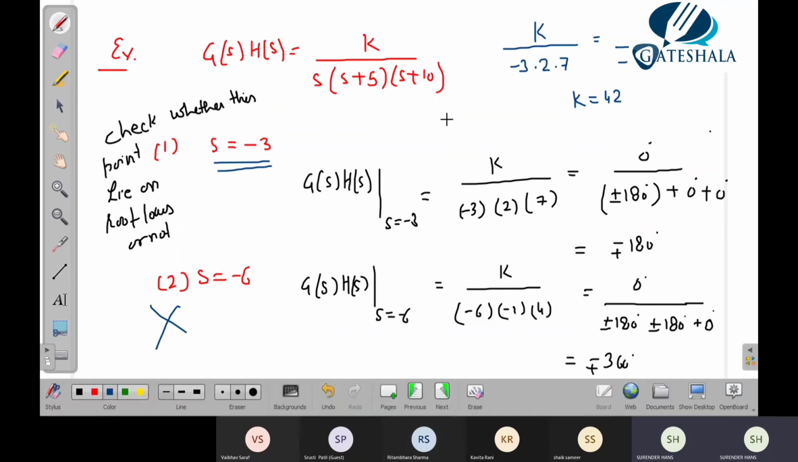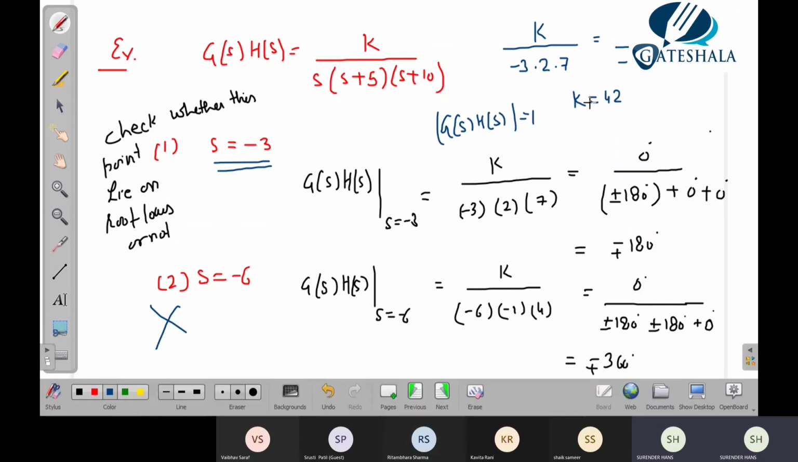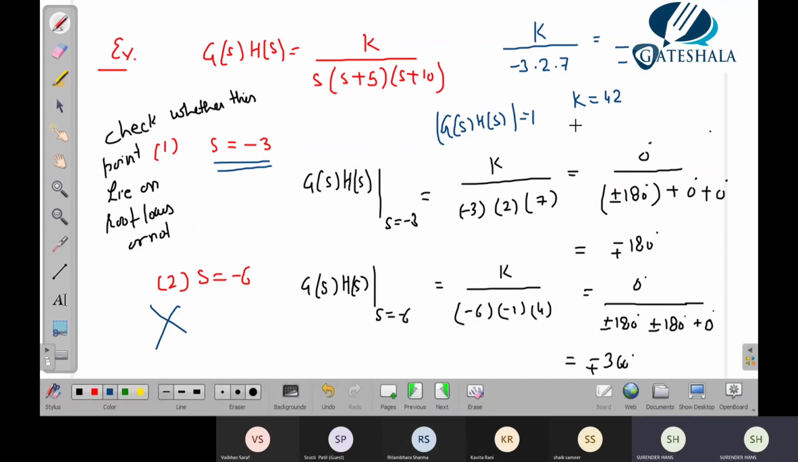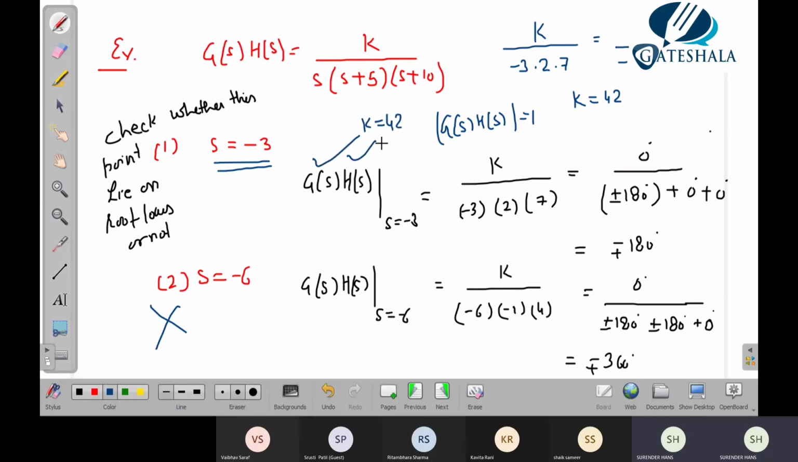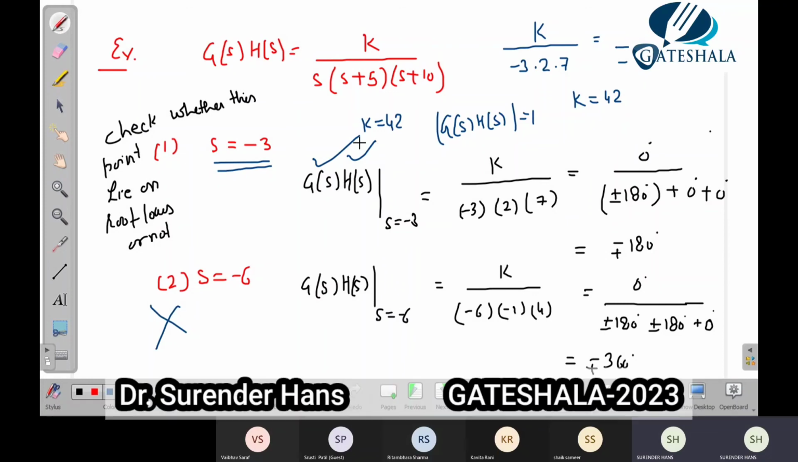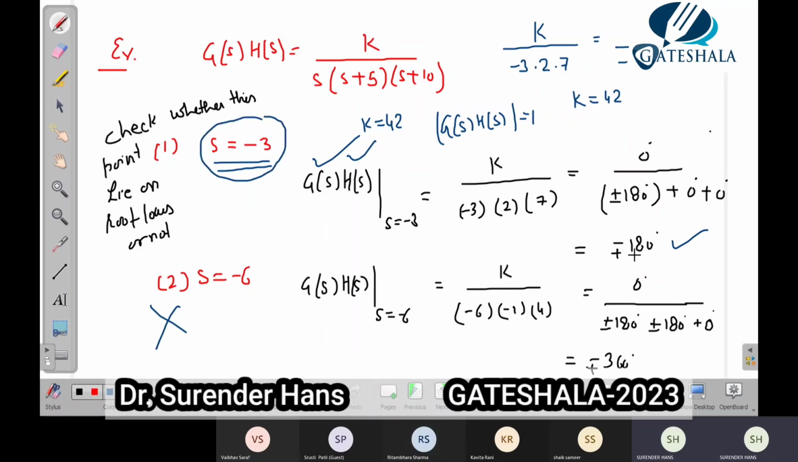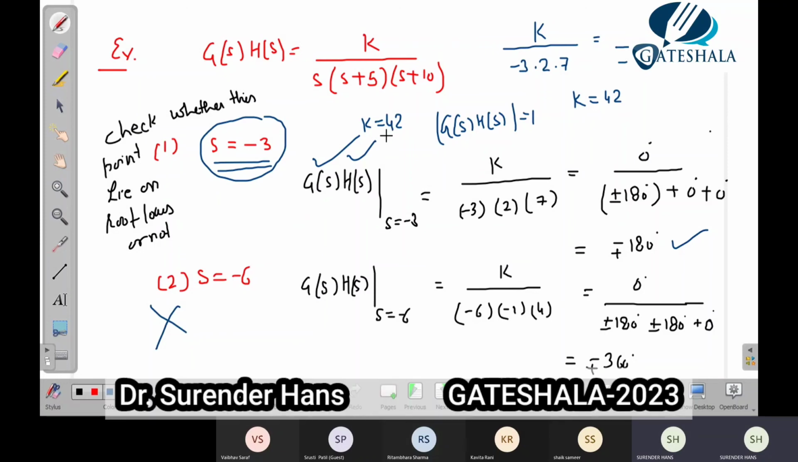What is the magnitude criteria? The magnitude criteria is that the magnitude of GSHS is equal to 1. So if K is equal to 42, then this magnitude is equal to 1. So what should be the value of K here in this one? K must be equal to 42. Then the angle criteria is satisfied. Okay. The angle criteria is also satisfied for this point, and the magnitude criteria is fine if K is equal to 42.